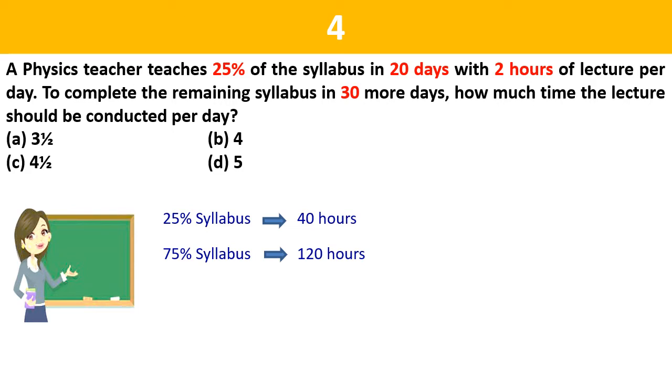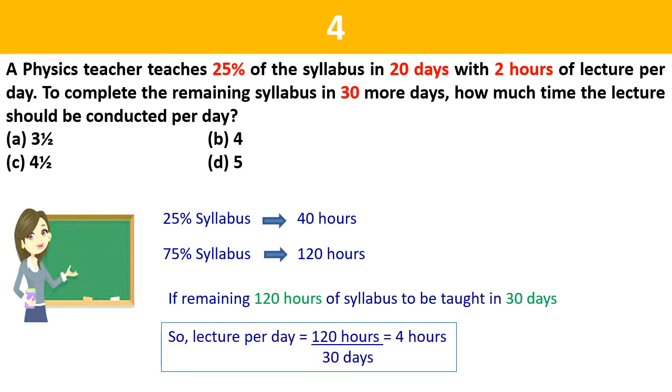Now, if this 120 hours of syllabus needs to be finished in 30 more days, the question is how much time the lecture should be conducted per day. This is very simple to answer now. If the remaining 120 hours of syllabus is to be taught in 30 days, the lecture per day is 120 divided by 30, that is 4 hours. Option B.